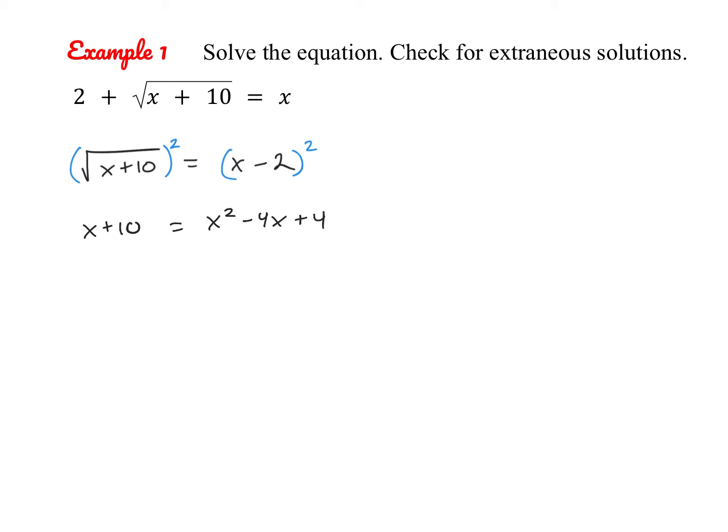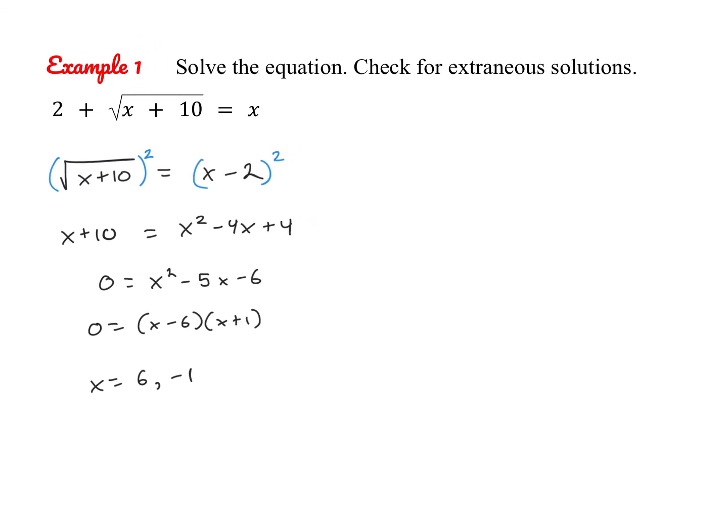So you can see here we're left with a quadratic, so we can solve this by setting it equal to 0. And this one we can solve by factoring. So we get two solutions. We get positive 6 and negative 1.